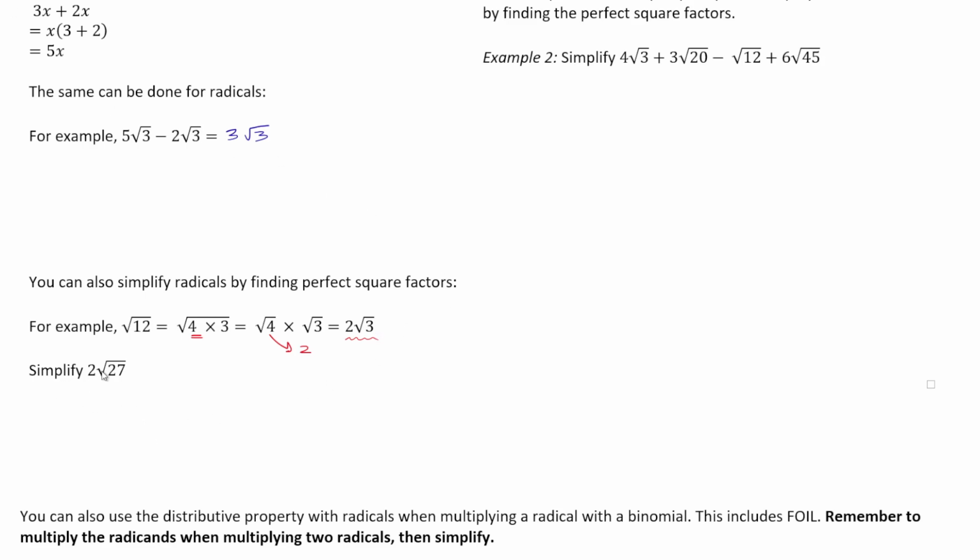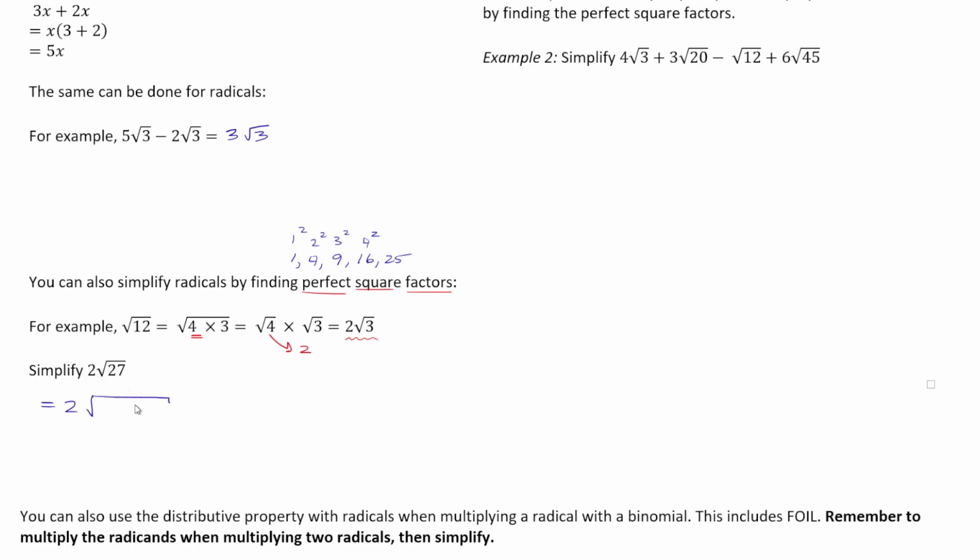Here's another example. Simplify 2 square root 27. Again, we need to find perfect square factors. Let's look at 27. Are there 2 numbers that multiply to 27, where one of them is a perfect square? If you're not sure what perfect squares are, they're like 1, 4, 9, 16, 25. These are like 1 squared, 2 squared, 3 squared, 4 squared, and so on. That's what a perfect square is.